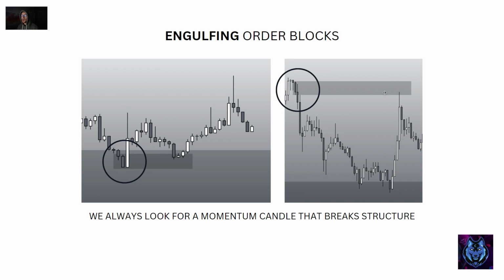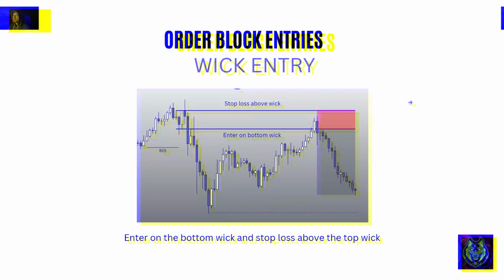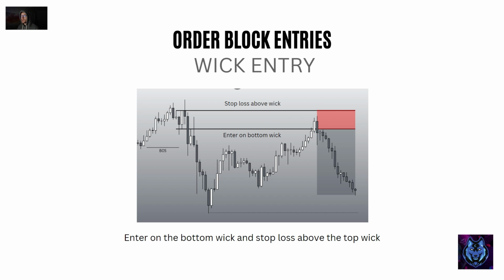We always look for a momentum candle that breaks structure. This is super important. Order block entries. I like to mark out the wick entries. So as you can see, we've got an indecision candle over here. Then we've got this massive momentum candle. We mark out this indecision candle and this becomes the zone. Stop loss comes above the wick and we enter at the bottom wick.